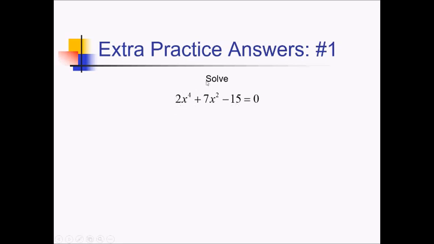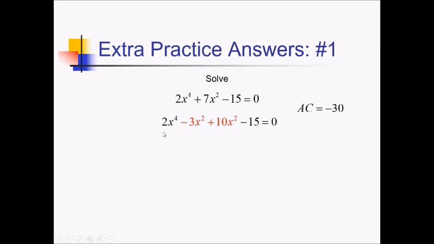So multiplying 2 and negative 15, that's going to be negative 30. And then I need factors of negative 30 that add up to 7. 1 and 30 won't do it, neither will 2 and 15. 3 and 10 will work though if I have negative 3 and positive 10. So I can split this middle term up then into negative 3x squared plus 10x squared. And now that I have 4 terms, I can solve the rest of the way by grouping.